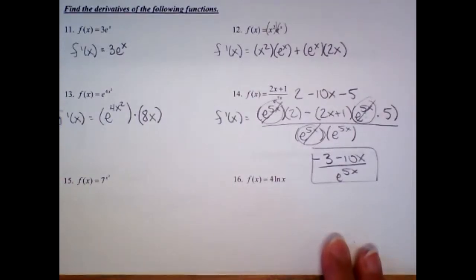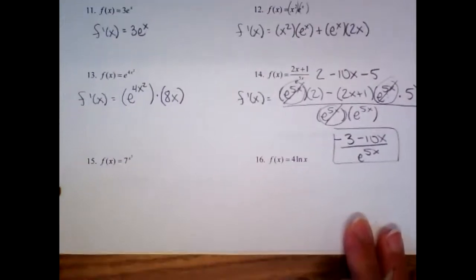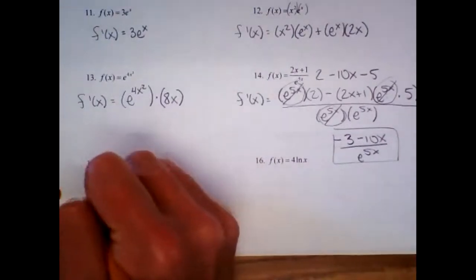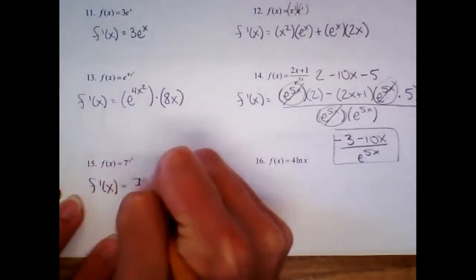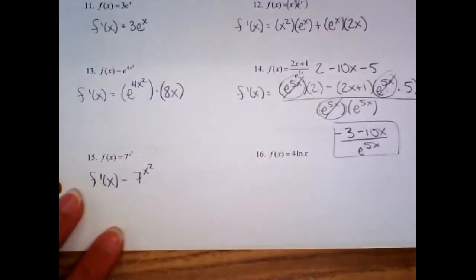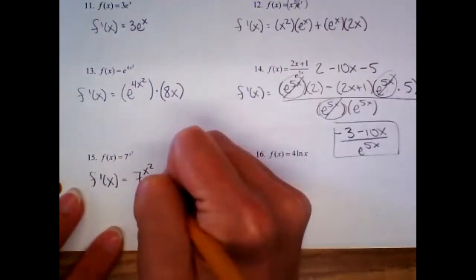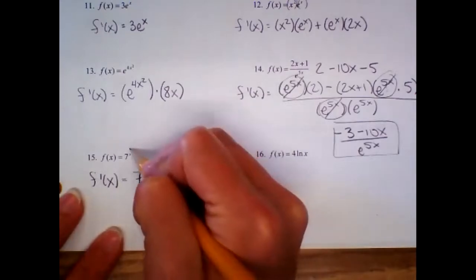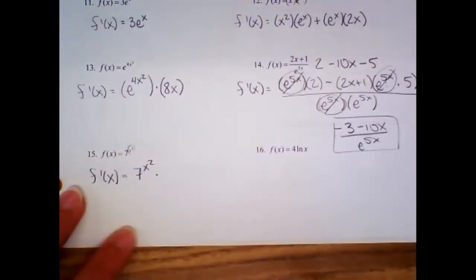And then I threw one on here that had a base that's not e, just so you could see what that looks like. It's still going to be itself. So basically just copy down the problem. And then chain rule, you have to chain on the derivative of the inside stuff, which would give us what?